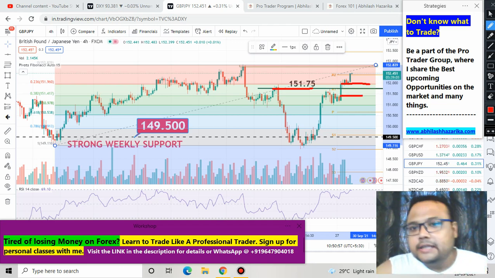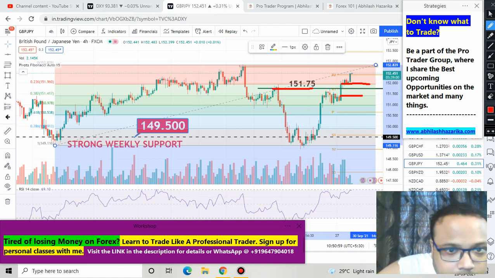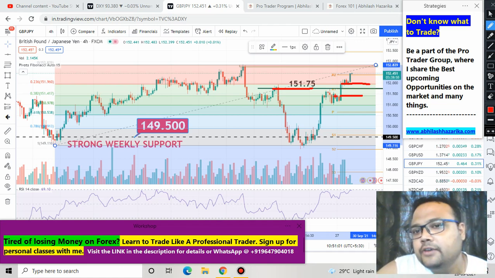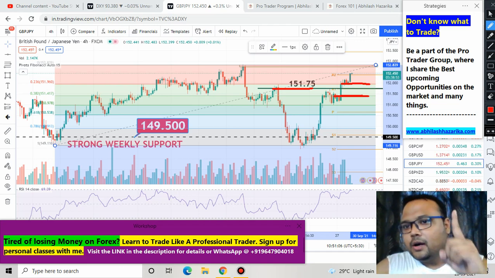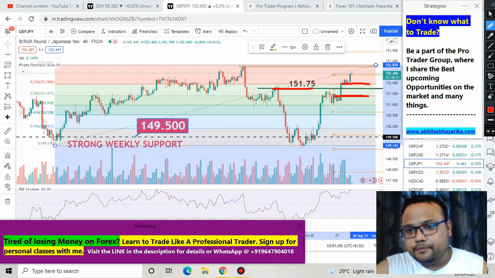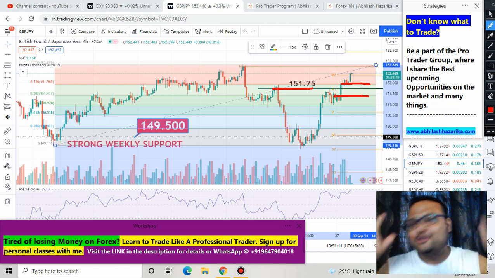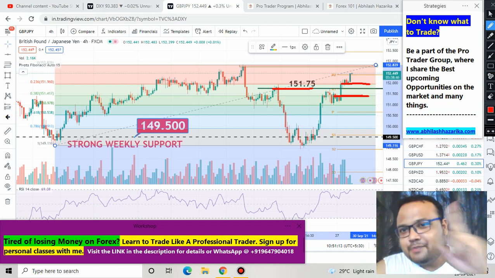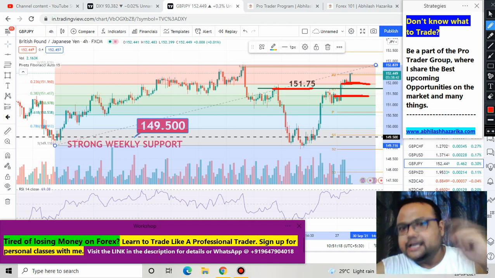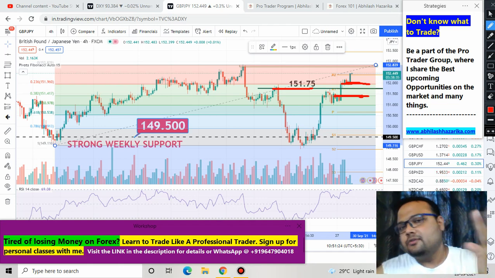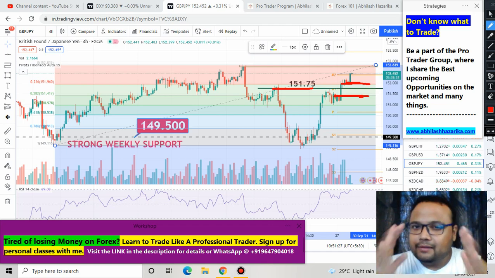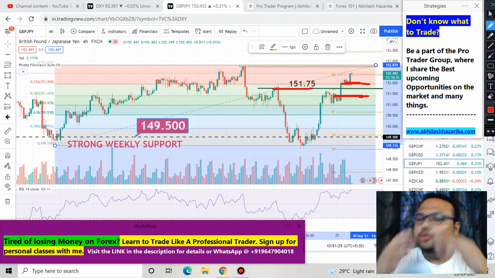151.50, which is the Fibonacci 38.2% retracement. Sorry, I got confused there. So the first buying position, if the market retraces, is 152 level. Second is 151.75, and the third is 151.50. These three are the buying positions for you. Whenever you find the market bouncing from any of these levels, you need to grab the market.